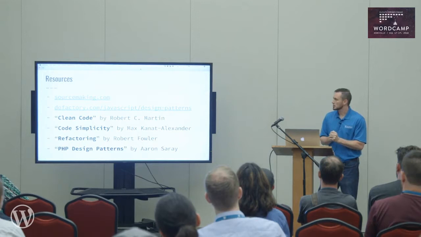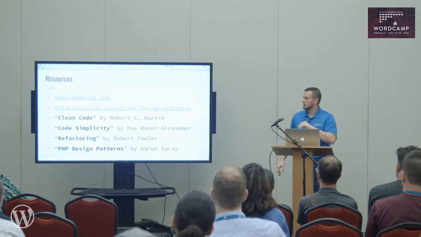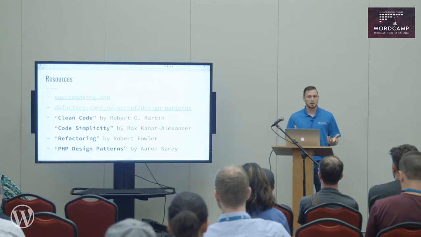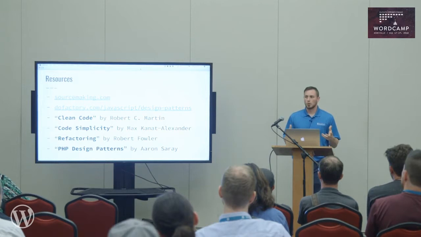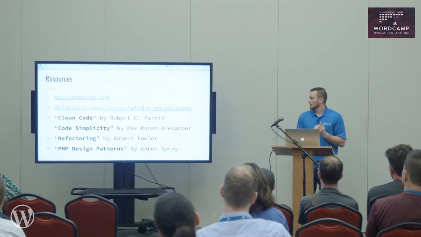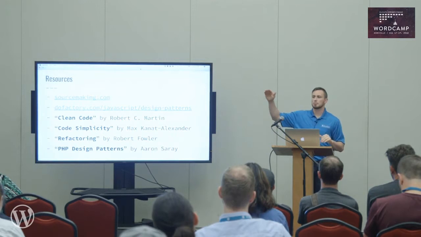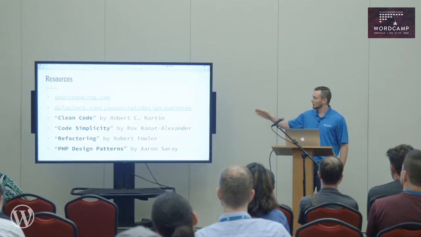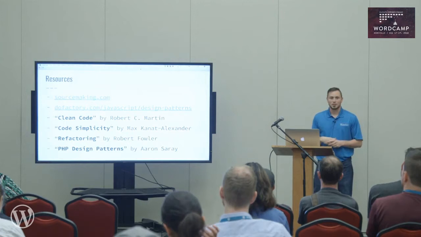Sourcemaking.com is an excellent resource. It basically will show you a whole bunch of design patterns as well as anti-patterns, so things that you should avoid doing or code smells that you would find in your code, and to give you a better feel for maybe what you're doing right and what could be improved. They have a number of different languages that they give the actual code examples in: PHP, Python, Java, Delphi, a few others. But they don't do JavaScript examples, so I'm putting a JavaScript design patterns reference there so you can see some examples if you're more on the JavaScript side of things.